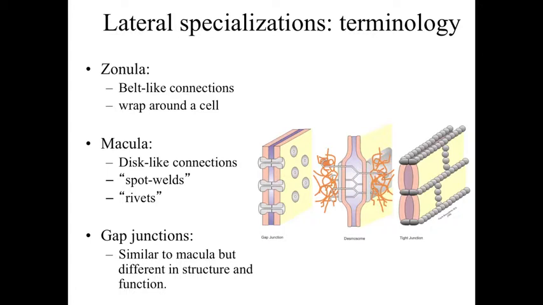In contrast to a zonula connection, we can have macula connections. Macula connections are spot-like connections. They're disc-like connections at specific points along the membrane. You can think about them in a non-biological sense as like spot welds or like rivets, which are going to be important for holding the epithelium together. Now, while we're talking about this terminology, I also want to introduce the term gap junctions. Gap junctions are similar in that they're little spot-like connections, but they're very, very different in both structure and function to the macula connections that we're going to be talking about.